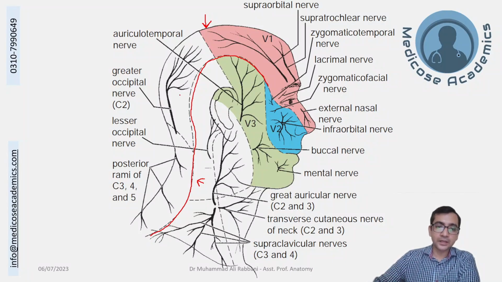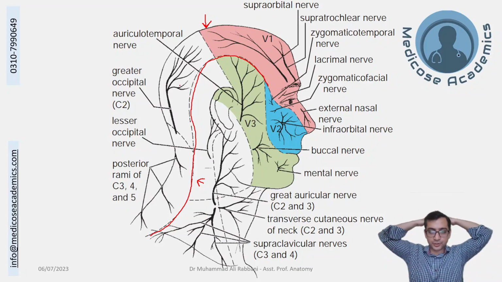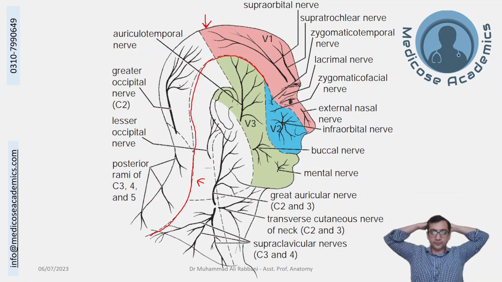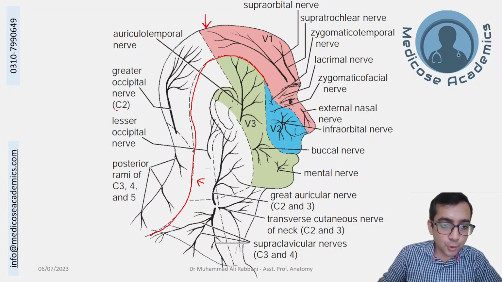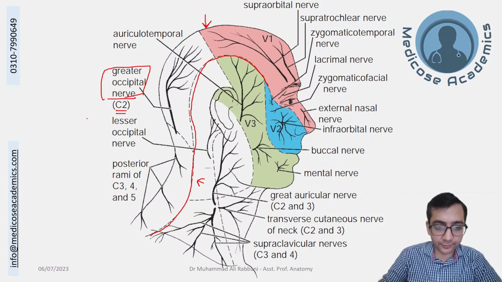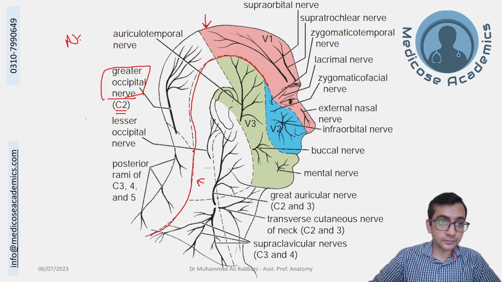Behind the vertex, the upper part, all the way to the back of your posterior half of the calvaria and your norma occipitalis, the back side and posterior half of the upper aspect, this is supplied by C2. This is supplied by C2 and it is known as the greater occipital nerve. There is no C1.